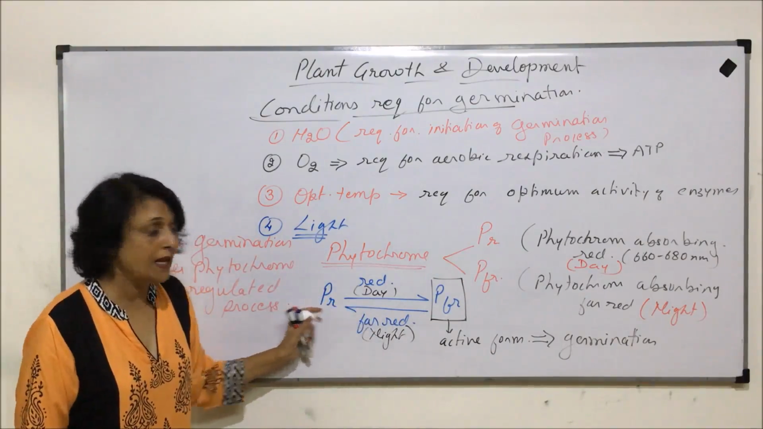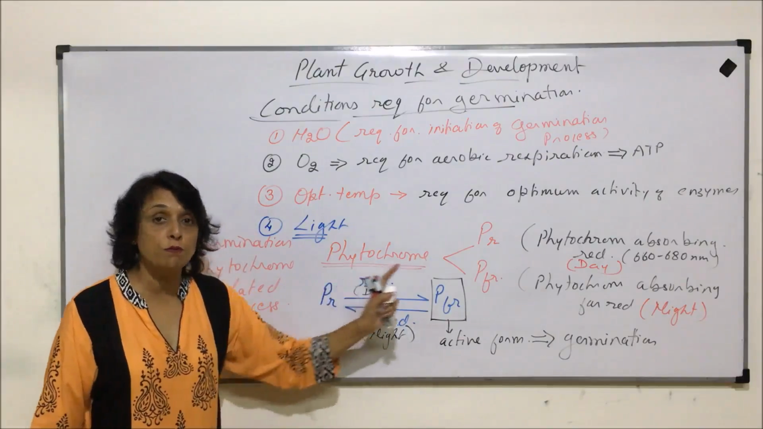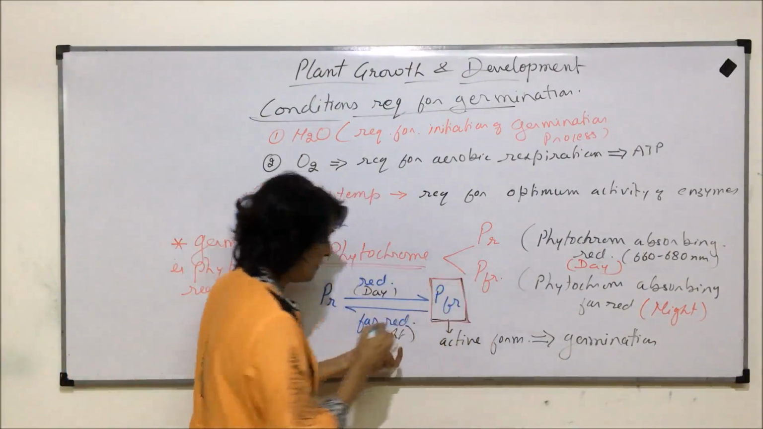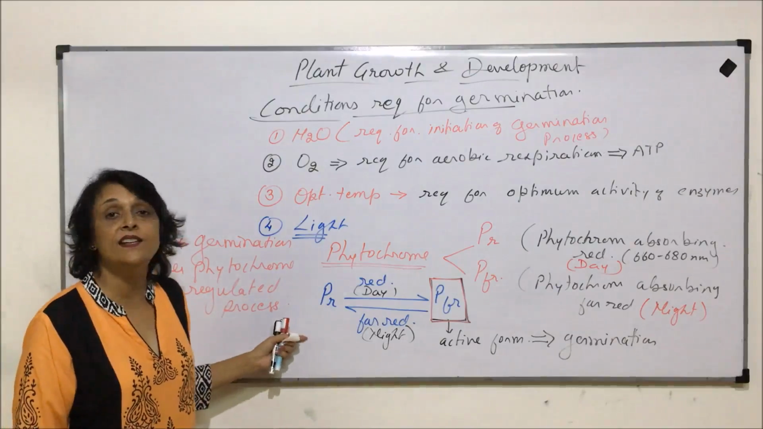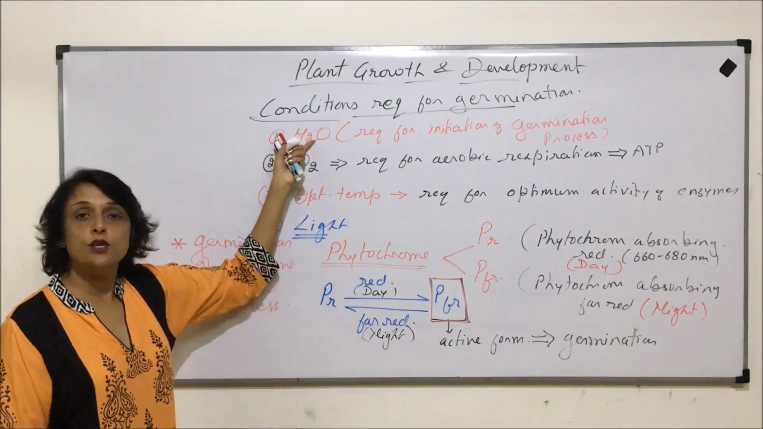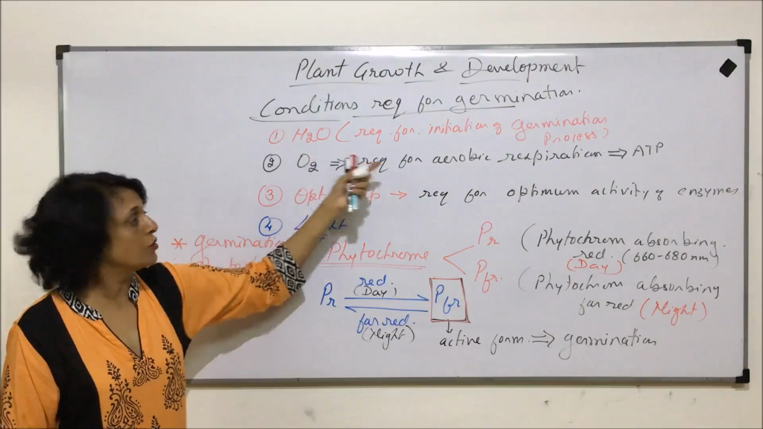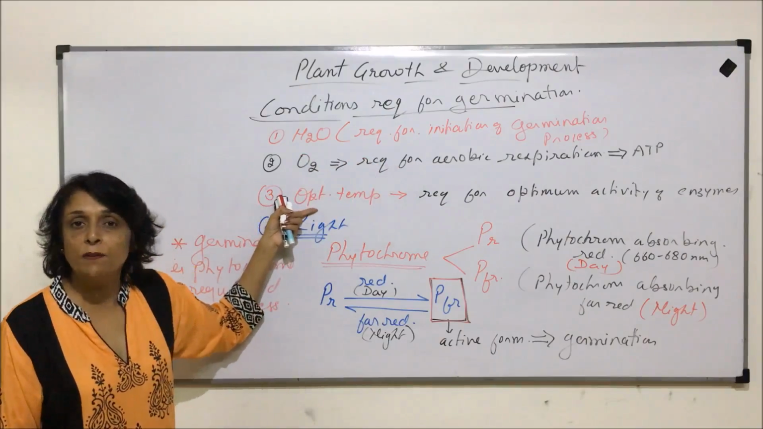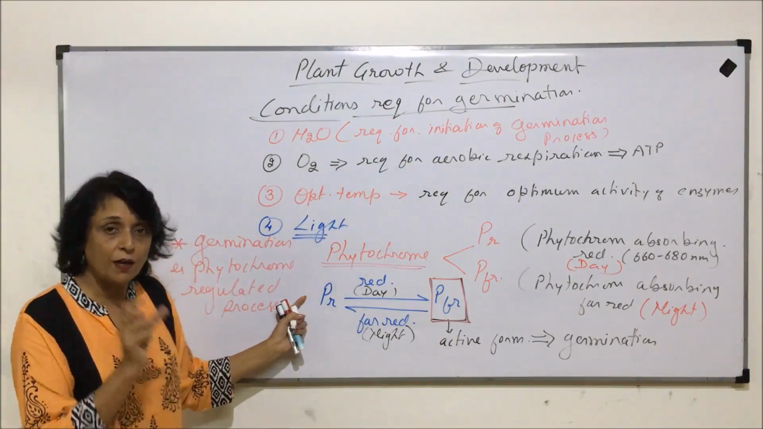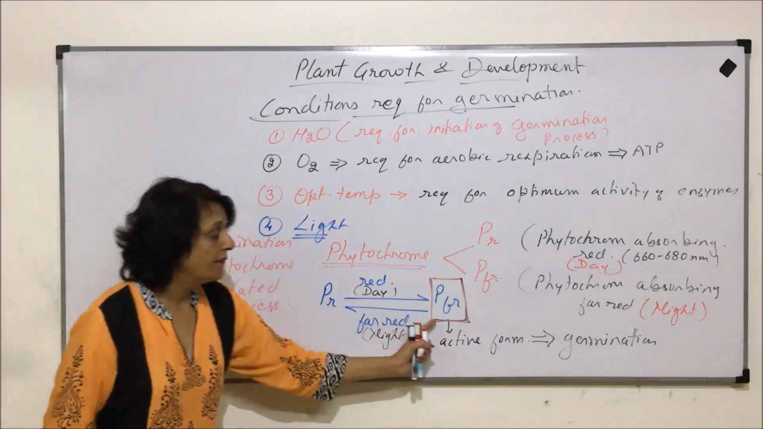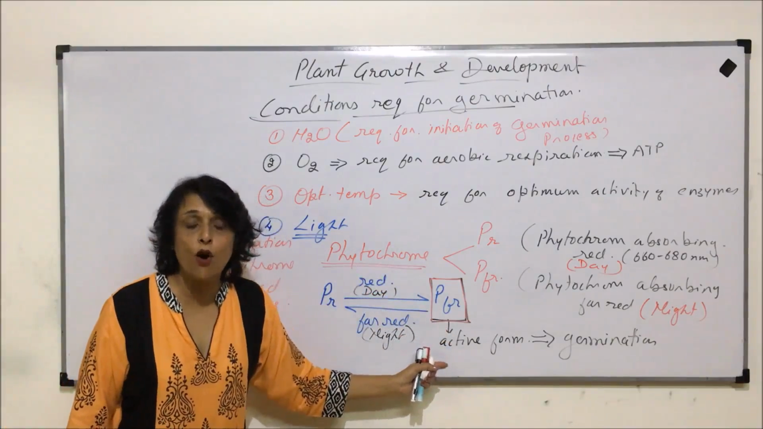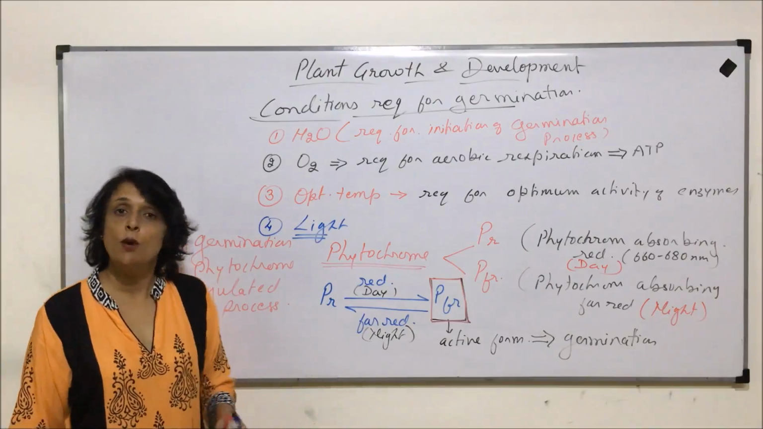And in case of germination, the active form of this pigment which promotes the process is PFR. So this is very important, which we have to remember. And these two forms are interconvertible. So when seeds get all these conditions, sufficient water which gets imbibed, then oxygen so that ATP synthesis can start, optimum temperature for the activity of all the enzymes, and light. When light is available in that precise duration, that concentration of PFR would be synthesized, and that is the active form. It is going to help in the germination process.